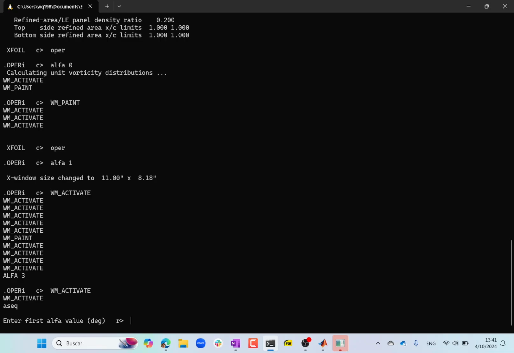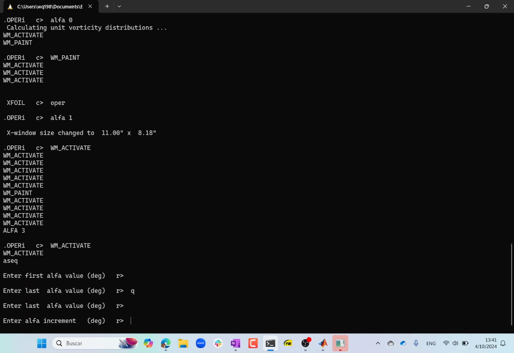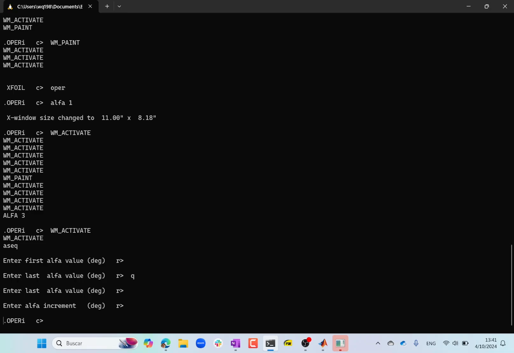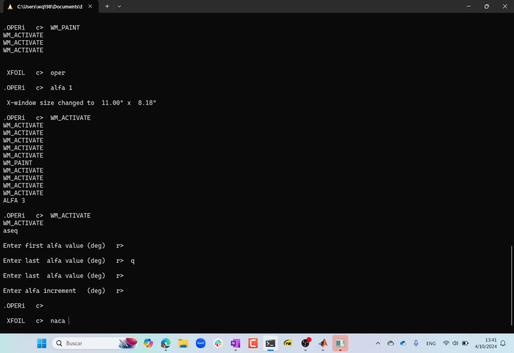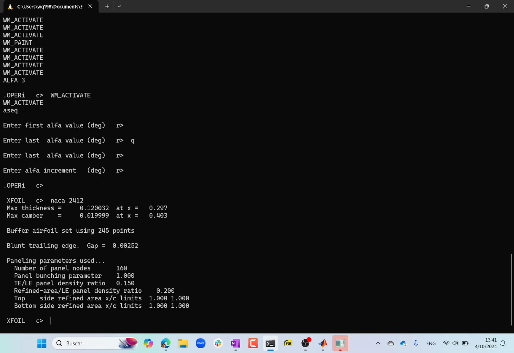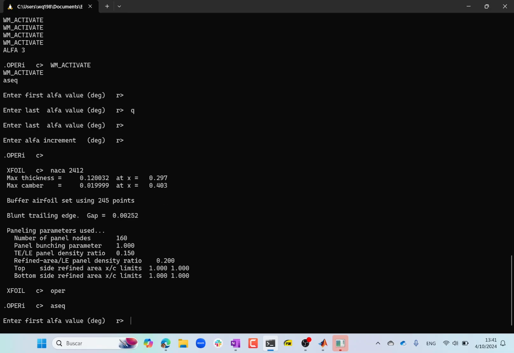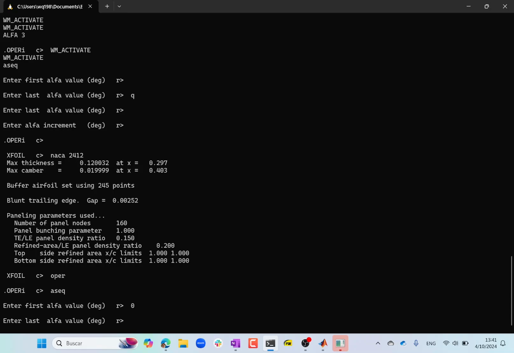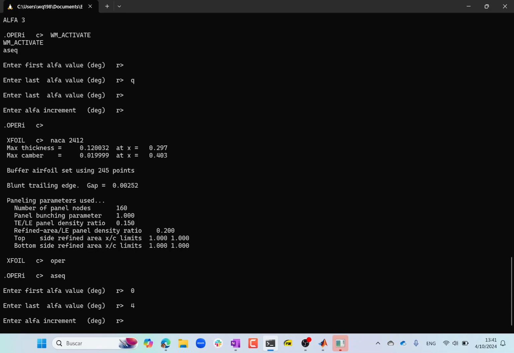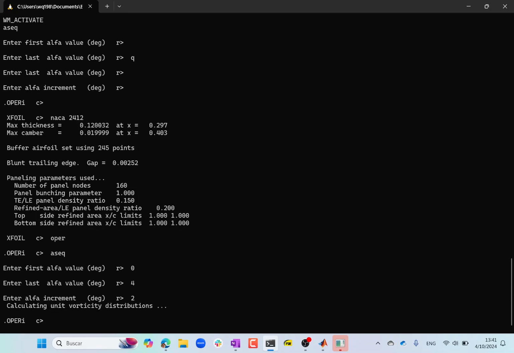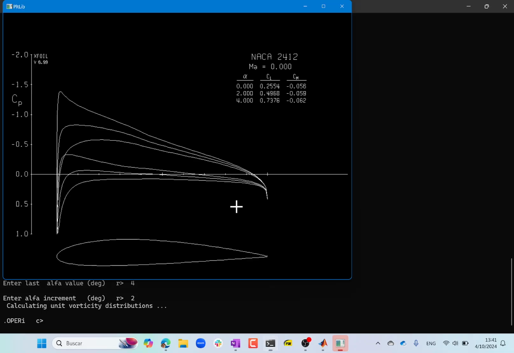Okay, and if you start, I don't think I put the NACA airfoil yet. One second. NACA 2412, upper and ASEQ, and it'll ask you to enter the first angle of attack. Let's say put it at 0, and the last angle of attack, let's say 4, and the increment, let's say 2, right? So you should get a curve like that.